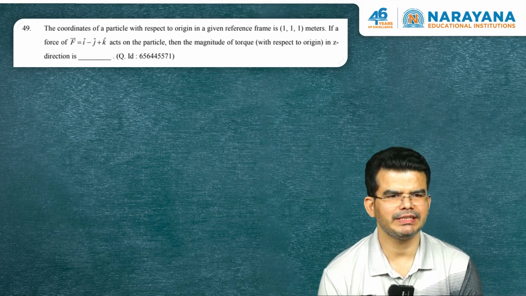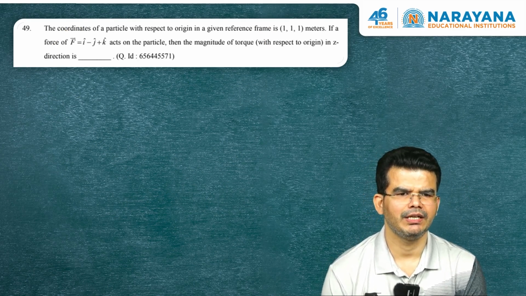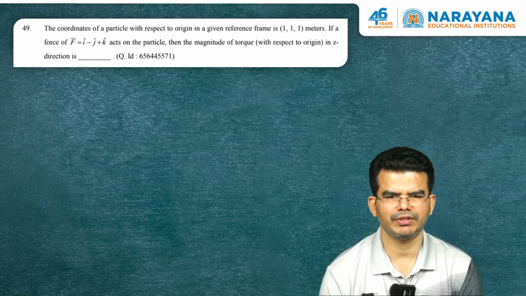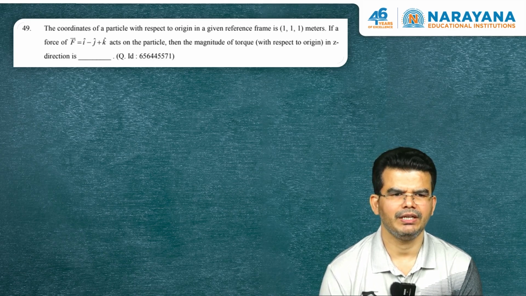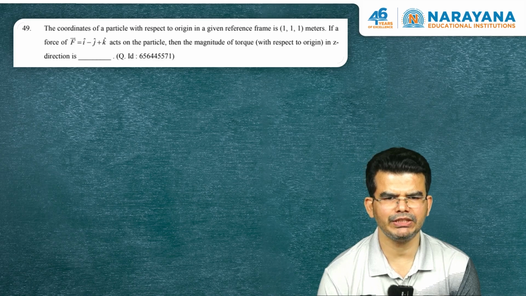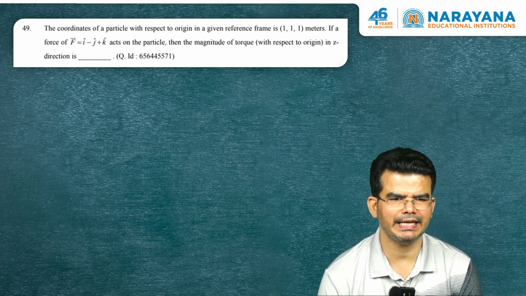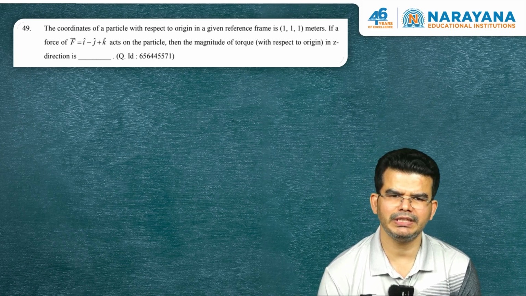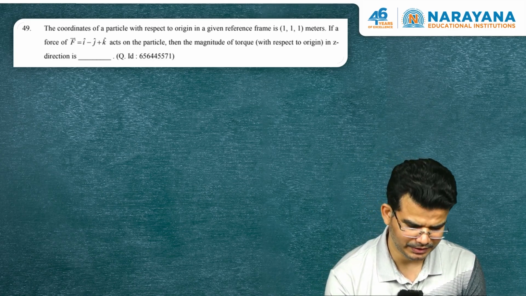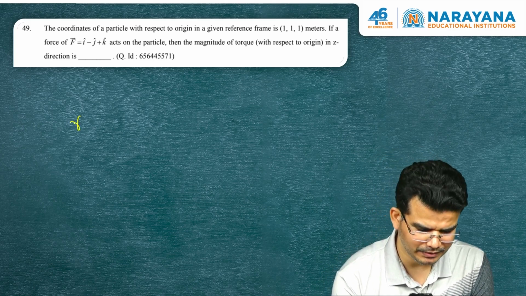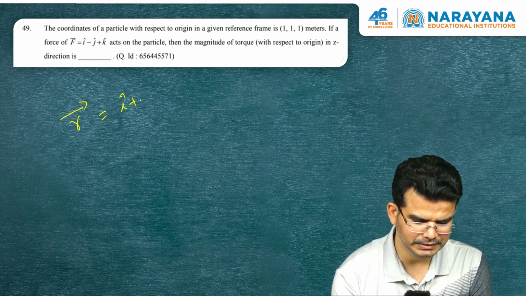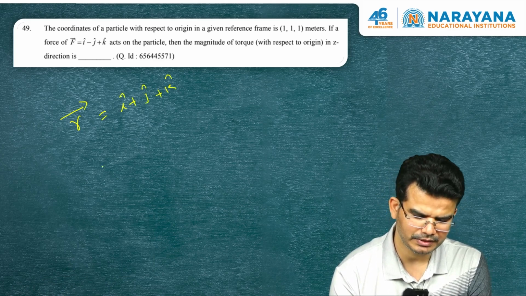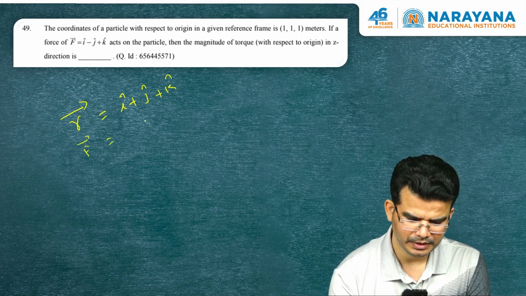Okay. Let us see question number 49. So, what we have here? The coordinates of a particle with respect to origin in a given reference frame is 1, 1, 1. If a force F equal to i cap minus j cap plus k cap acts on the particle, then the magnitude of torque with respect to origin in z direction. So, torque they are asking, but only in the z direction. So, let us calculate. R vector is simply i cap plus j cap plus k cap with respect to origin, and force vector is i cap minus j cap plus k cap.